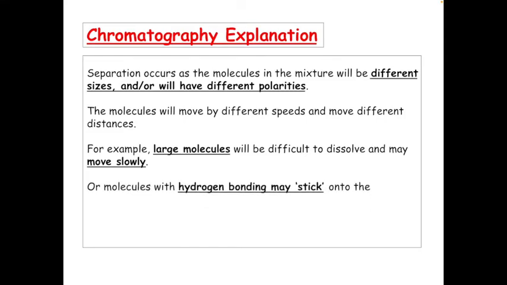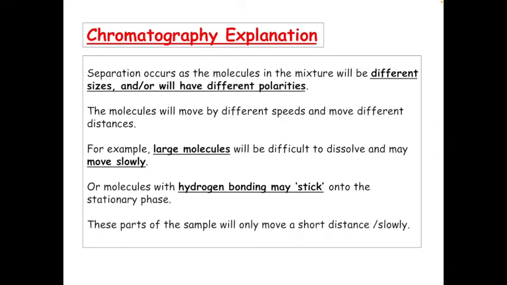Or you might have something to do with the polarity. If molecules are more polar, they might have hydrogen bonding, and they may stick on to the stationary phase. These parts of the samples will only move a short distance, so they might move very slowly. For example, if you had a molecule with hydrogen bonding, that's not going to move very far, it's going to be stuck to the stationary phase, so that's going to be quite slow. You'll find that near the bottom of your chromatogram, whereas one that didn't would be moving a lot faster and a lot further.